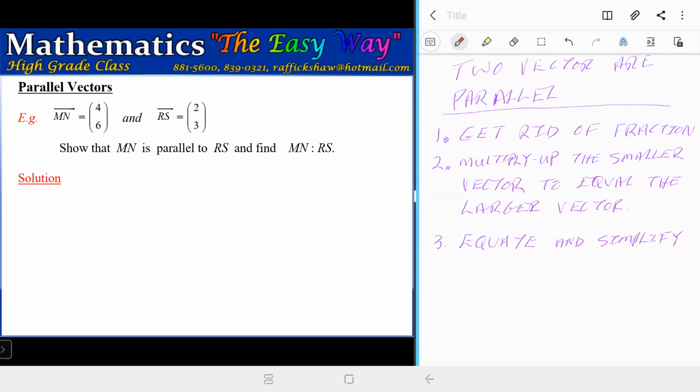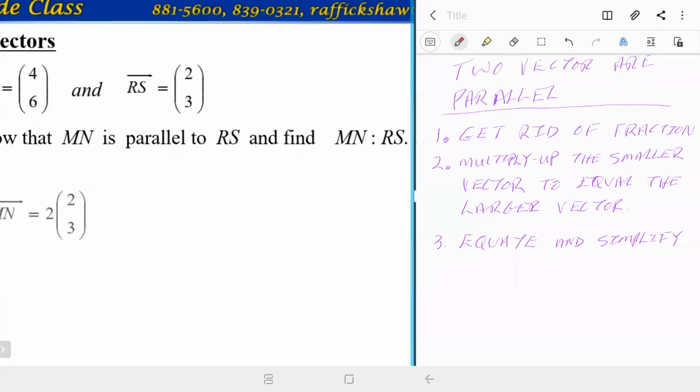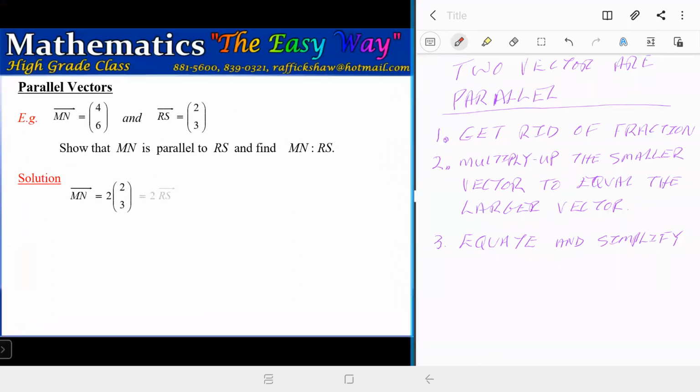Sometimes you don't have to do all 3 steps, like for example, over here. Why don't we have to do all 3 steps here? Because there's no fraction there. And sometimes after you get rid of the fractions, they are already equal, and you just skip step 2. You just equate. You must always have something to equate.